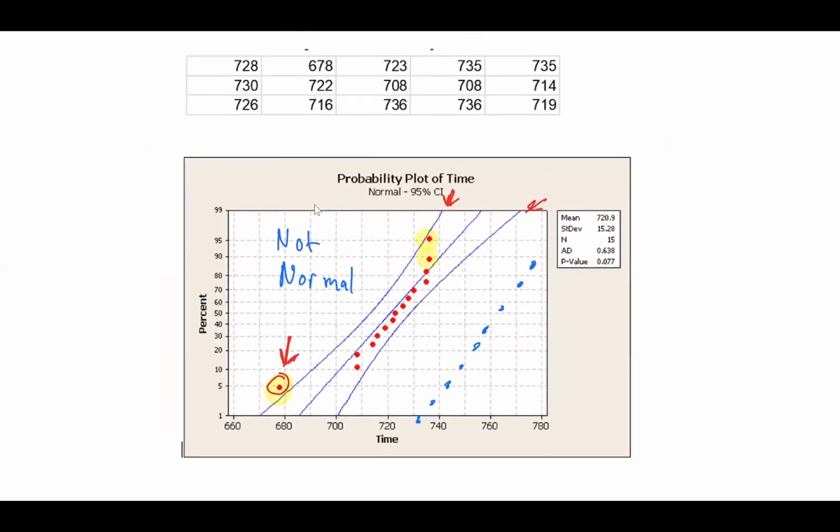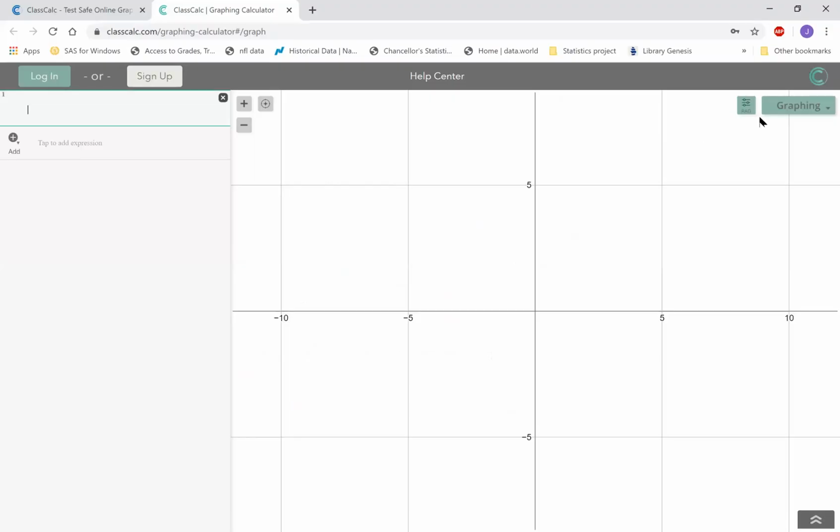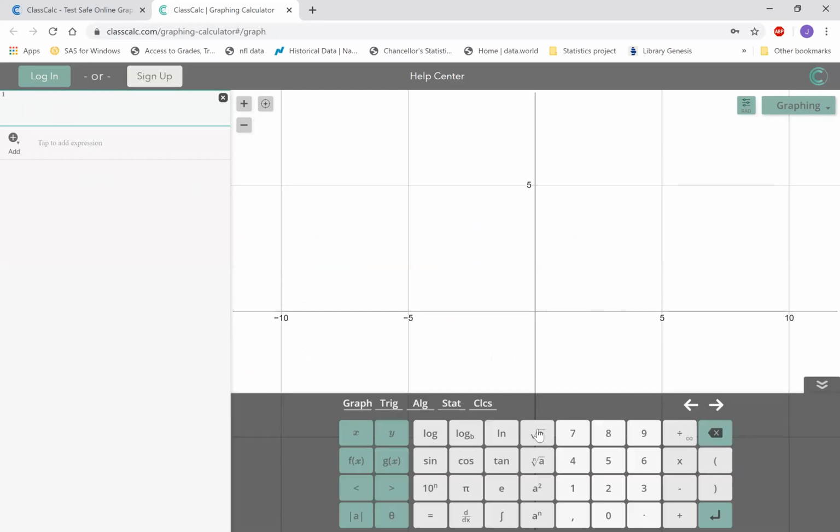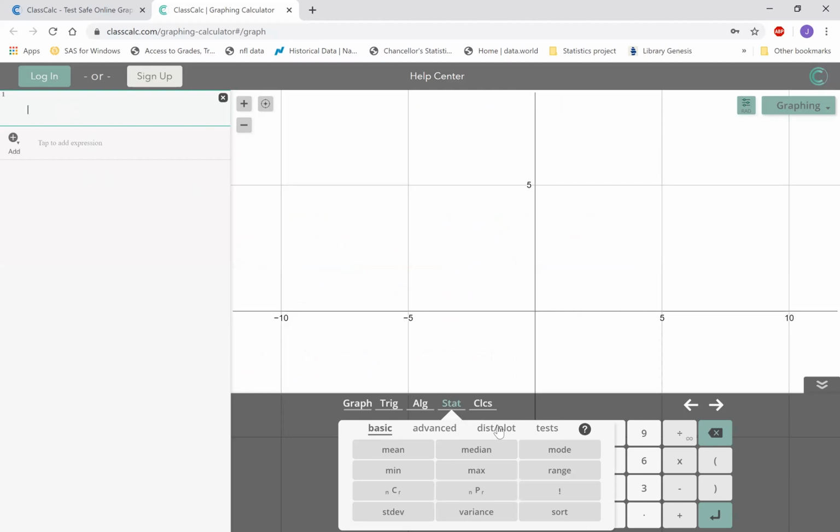Okay. So I'm going to show you how to produce this by using Class Calc. If you have Class Calc, have it ready and make sure that it's in graphing mode. If we want to do a normality plot, just go to Stats, go to Distribution/Plot. If you look all the way at the lower right corner, you should see where it says Normal Prob Plot. You want to select this one.